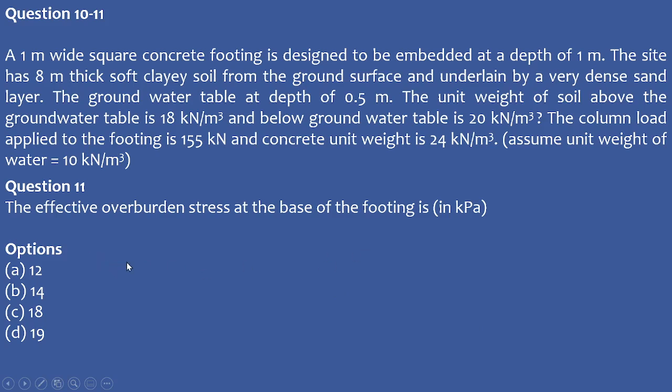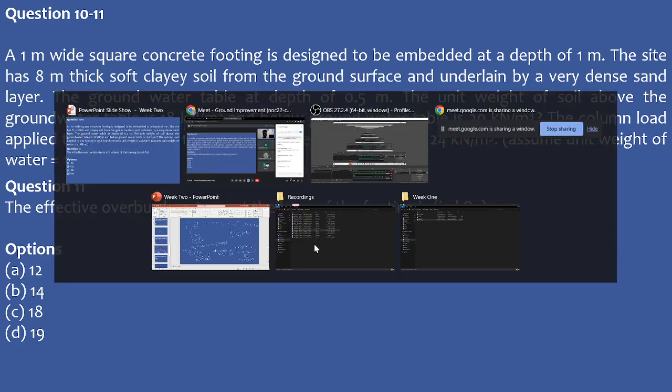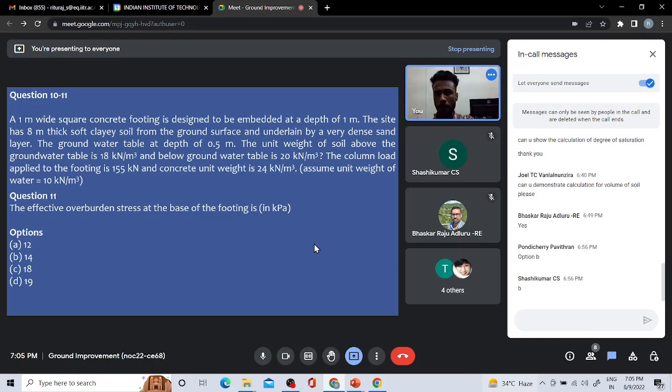Yeah, so this was the part, and the final question is you just need to calculate what is the effective overburden pressure at the base of the footing. So it's basically the effective stress at the base of the footing. So any answer for this? It's just one line calculation.